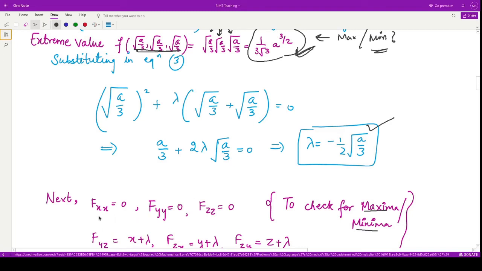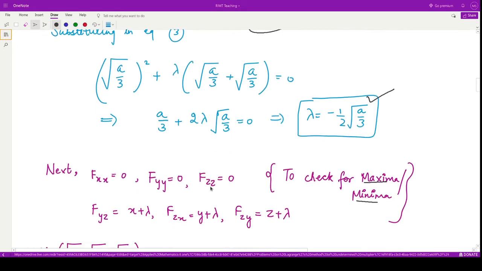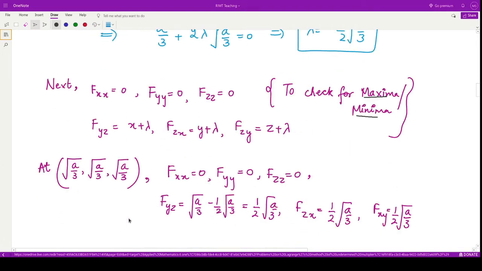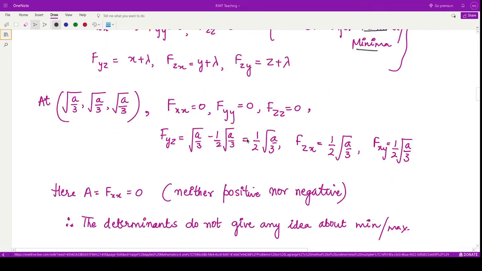So you compute the double derivative with respect to x, with respect to y, with respect to z, and then the mixed derivatives. That means you compute f of yz, f of zx, and f of zy. When you compute all these values, you calculate them at the given point also. Now you will check the sign of a. What was a? A is the double derivative of capital F.